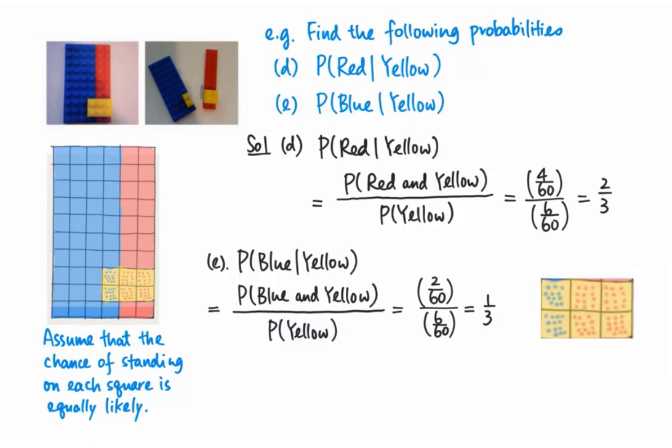And we can also think of it as, first, we are given that the square contains yellow color. Therefore, instead of referring to the whole sample space, we only pay attention to the 6 yellow squares here. And picking any one square among these 6 squares is equally likely. And because just 2 of them also contain blue color, the probability that the square contains blue color, given that the square contains yellow color, will be 2 over 6, and this gives 1 over 3.